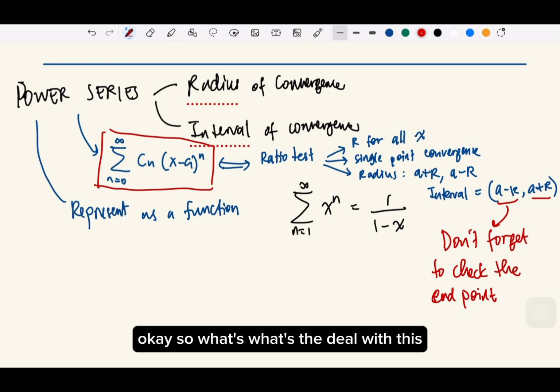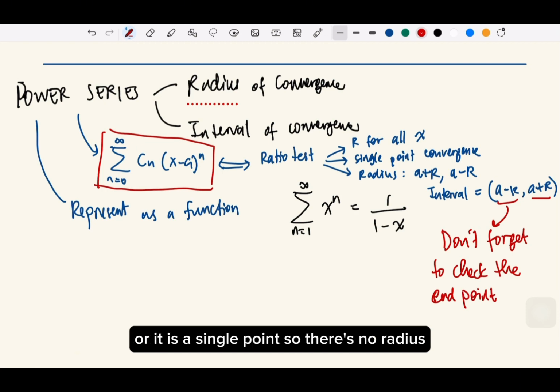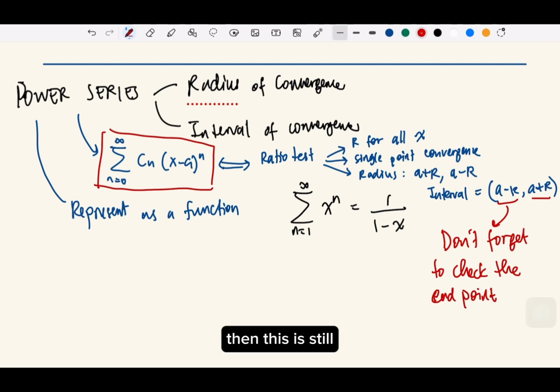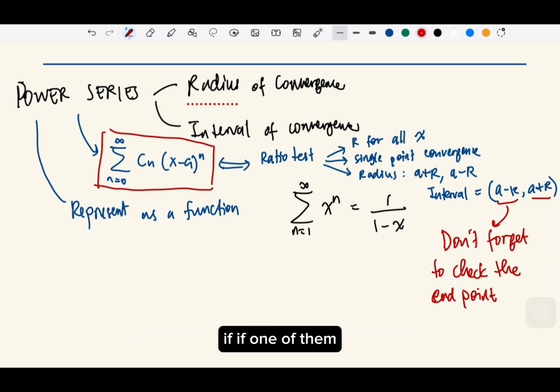Okay, so what's the deal with this? You check the ratio test. You get some conclusions whether we can include all x or it is a single point, so there is no radius. And if we can have some interval of convergence, then this is still not a complete solution. If we want to complete the solution, then we need to check all the endpoints, check again in the original equation. If one of them is convergent or both of them are convergent, then we need to include them.